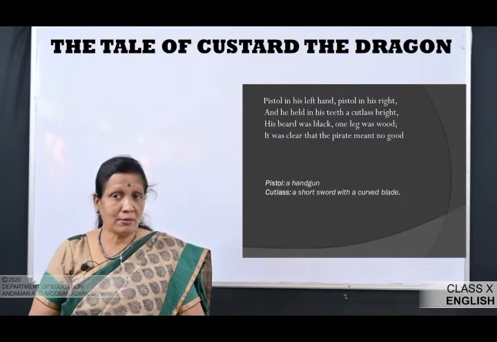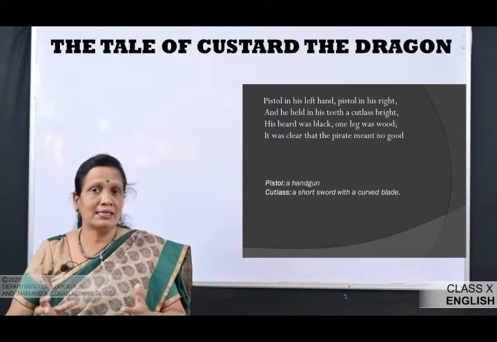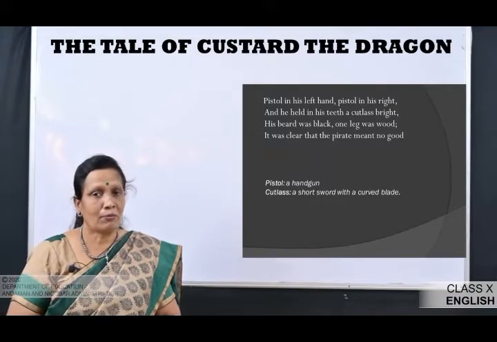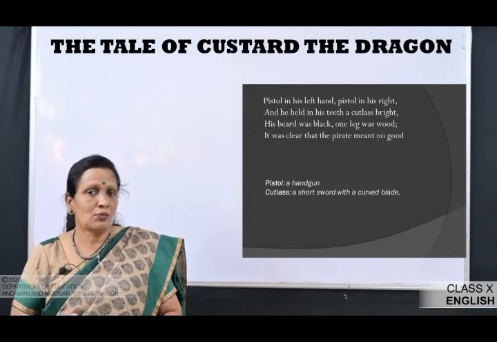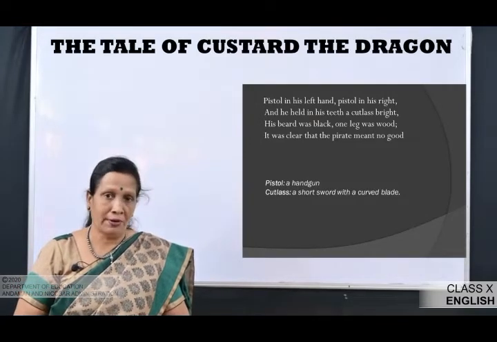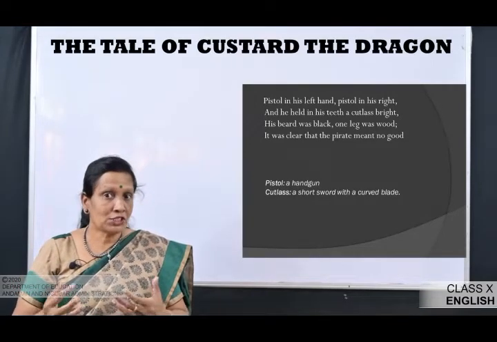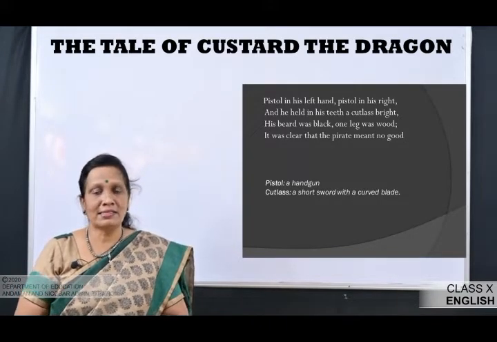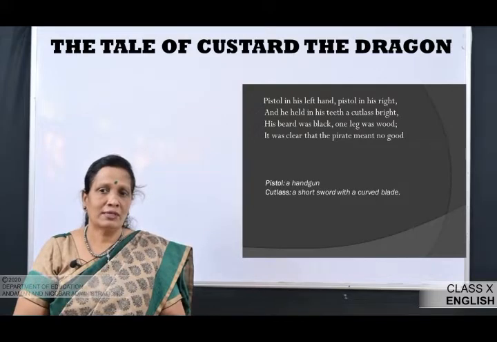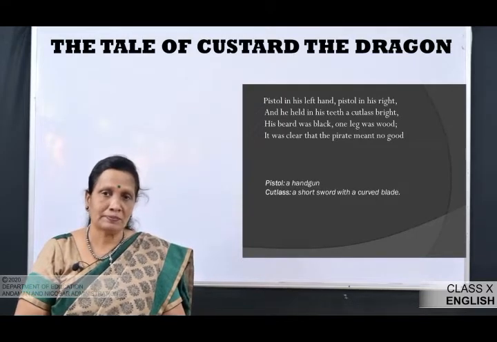Pistol in his left hand, pistol in his right, and he held between his teeth a cutlass bright. His beard was black, one leg was wood. It was clear that the pirate meant no good. Children, pistol, you all know what it is, a handgun. And cutlass here is a short sword with a curved blade.